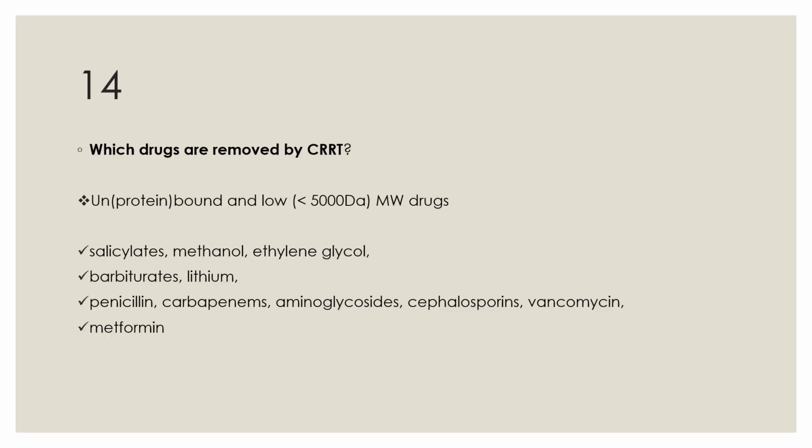Which drugs are removed by CRRT? Unprotein bound, meaning free drugs which are not bound to albumin, and low molecular weight drugs are removed, like salicylate, methanol, ethylene glycol, barbiturates, lithium, penicillin, carbapenem, aminoglycosides, cephalosporin, vancomycin, metformin. It is important to note that many antibiotics are also removed during this process, albeit to different extents.